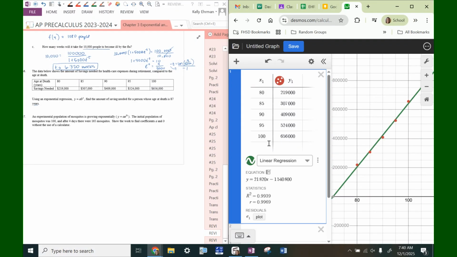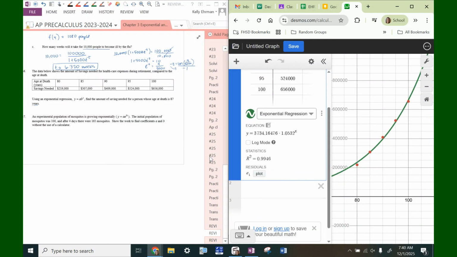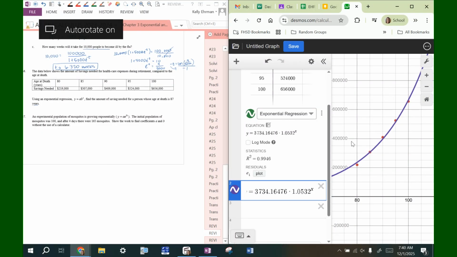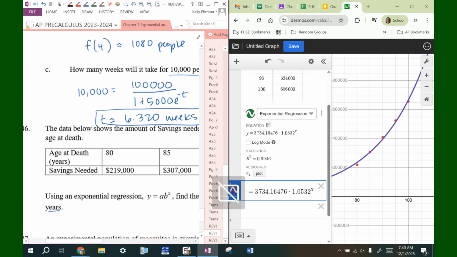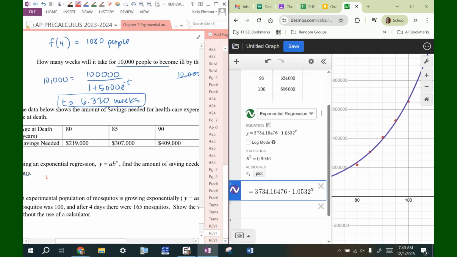I like doing that. Add a regression, change it to exponential because it told me that. And here's the equation. I like to paste it into the next line because I'm probably going to have to do something with it. So let's write down the model unrounded first. So that was y equals, again, don't round any of this, times 1.0532 to the x.